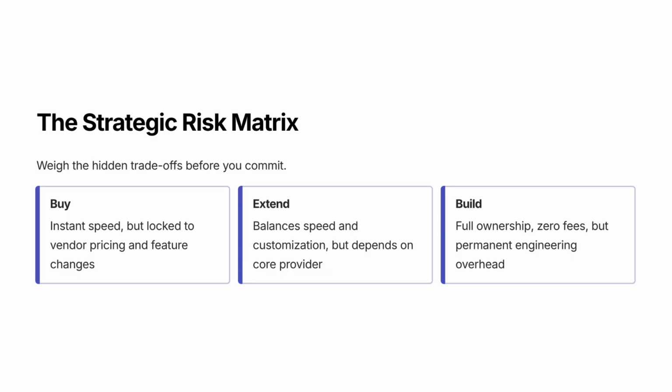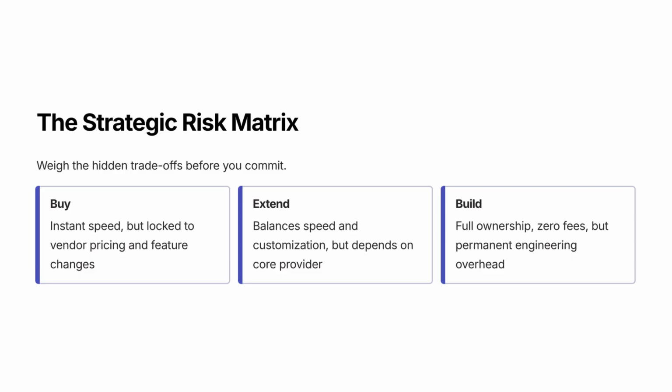Buying off-the-shelf software gives you instant speed, but leaves you completely at the mercy of the vendor's pricing hikes and feature changes. Extending your current platform balances speed and customization, but leaves you dependent on that core provider's infrastructure. Building from scratch gives you absolute ownership and zero vendor fees, but saddles your company with permanent, high-cost software engineering overhead and continuous code maintenance.